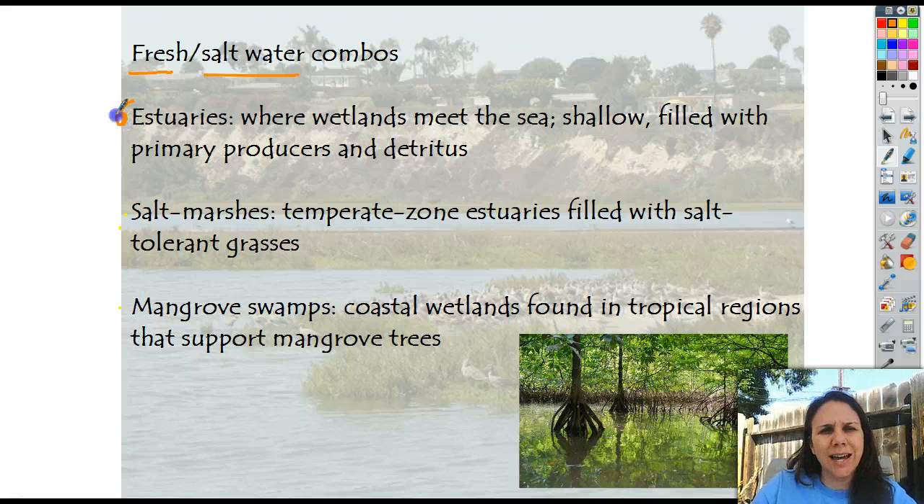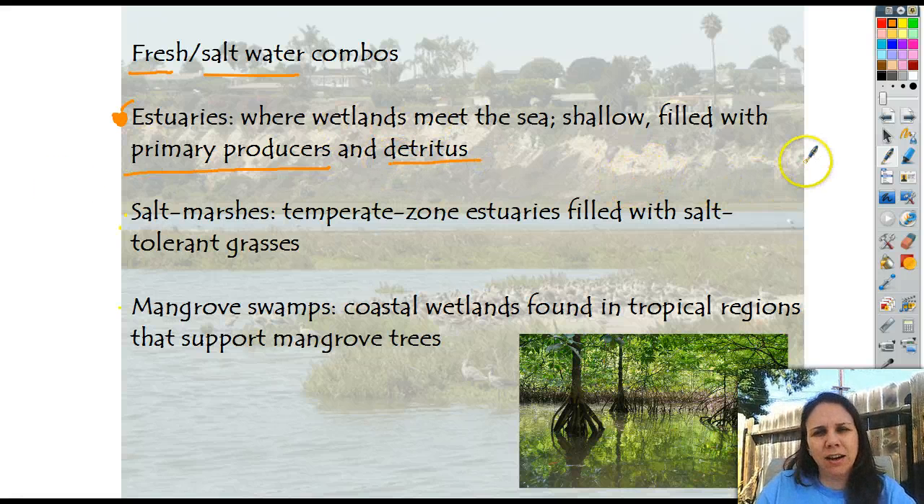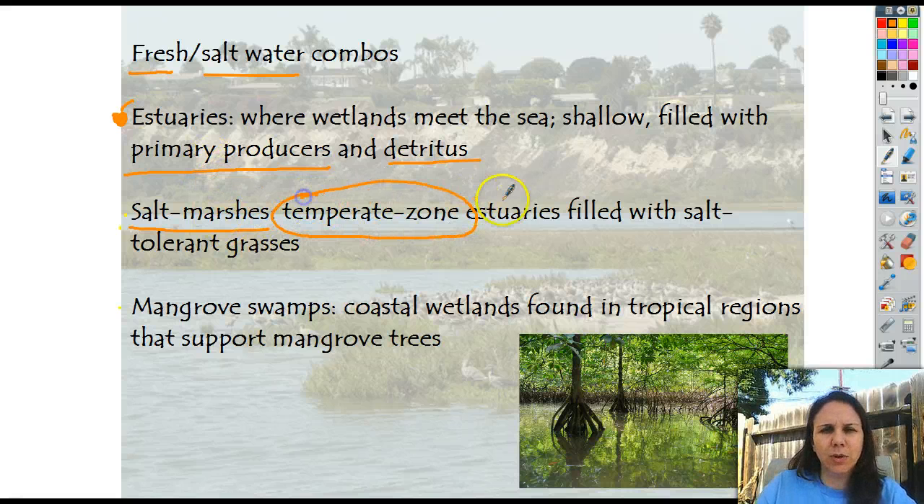The first one is called an estuary. An estuary is where the wetlands meet the sea. It's relatively shallow, filled with a lot of primary producers. What does that mean? Plants. And detritus, a lot of junk, lots of dead stuff that got carried down the stream, ends up down in here. We have salt marshes, which are basically estuaries that are found specifically in the temperate zone.